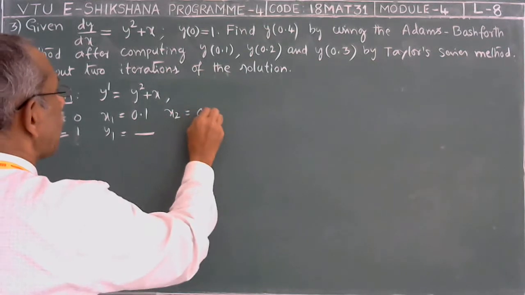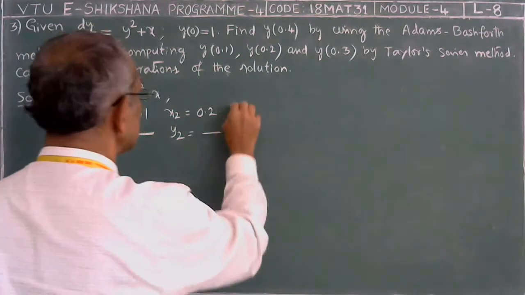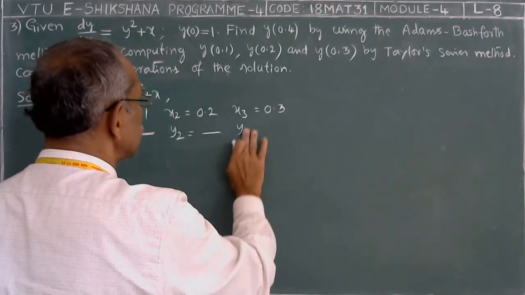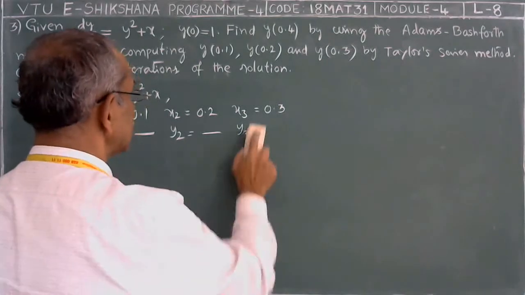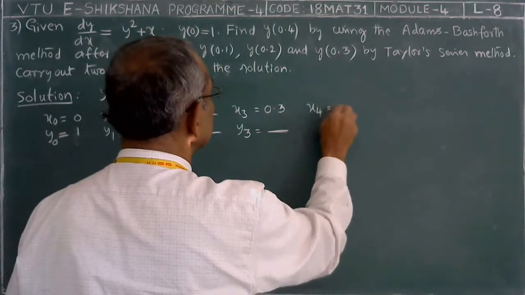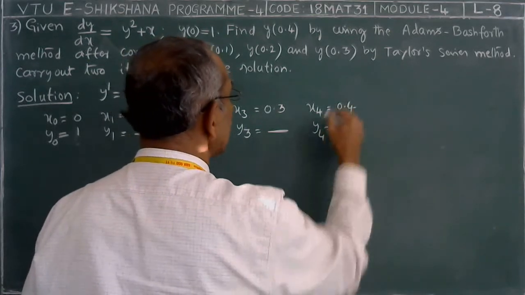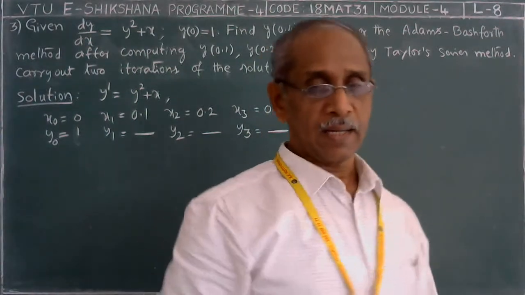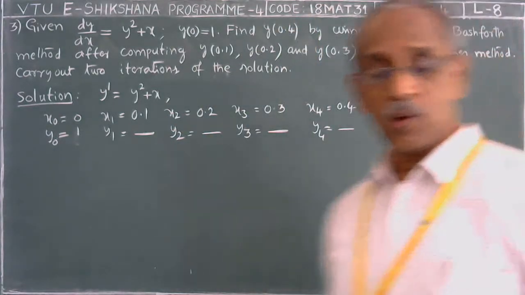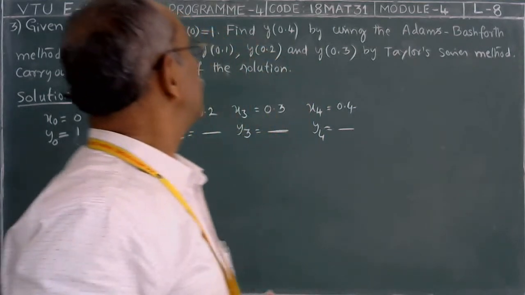So x2 will be 0.2. Corresponding value of y needs to be calculated using Taylor series method. Next value, x3 is 0.3. Corresponding value we need to obtain by Taylor series method. Then at x is equal to 0.4, we need to calculate the y using Adam Bashforth predictor corrector method. So first let us find out these values y1, y2, y3, which are required to apply Adam Bashforth method to compute y at x is equal to 0.4.